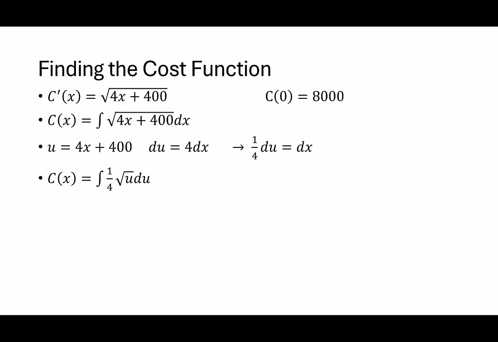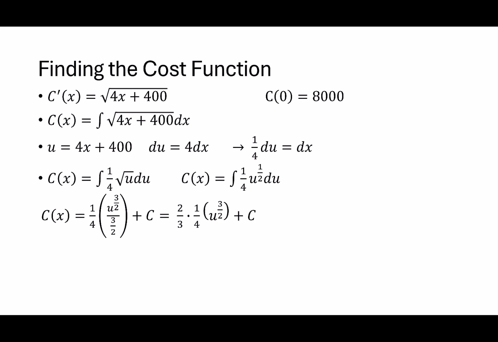We'll take those values and plug them into our integral. Now we have C of x is the integral of 1/4 of the square root of u du. Let's rewrite that to make it easy to use the power rule. We'll write this as 1/4 u to the 1/2 du. Now when I integrate, I'm just going to add 1 to the power and divide. I'll have 1/4 u to the 3/2 divided by 3/2 plus C. Remember, when you divide by a fraction, you multiply by the reciprocal. That says we have 2/3 times 1/4 times u to the 3/2 plus C. The 2/3 times 1/4 just becomes 1/6. So I have 1/6 times 4x plus 400 to the 3/2 plus C.